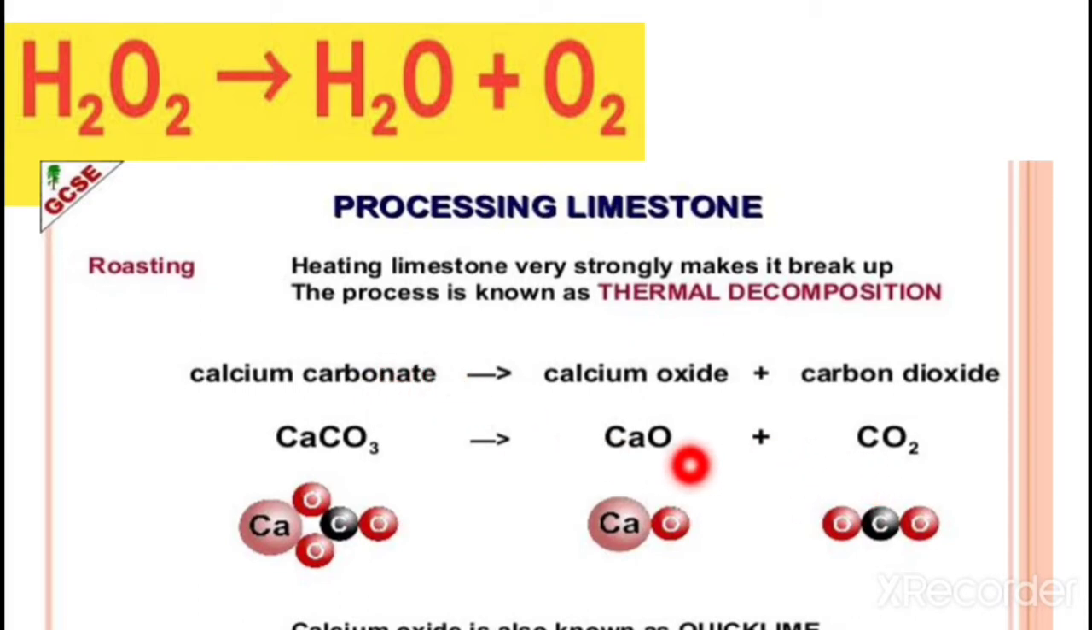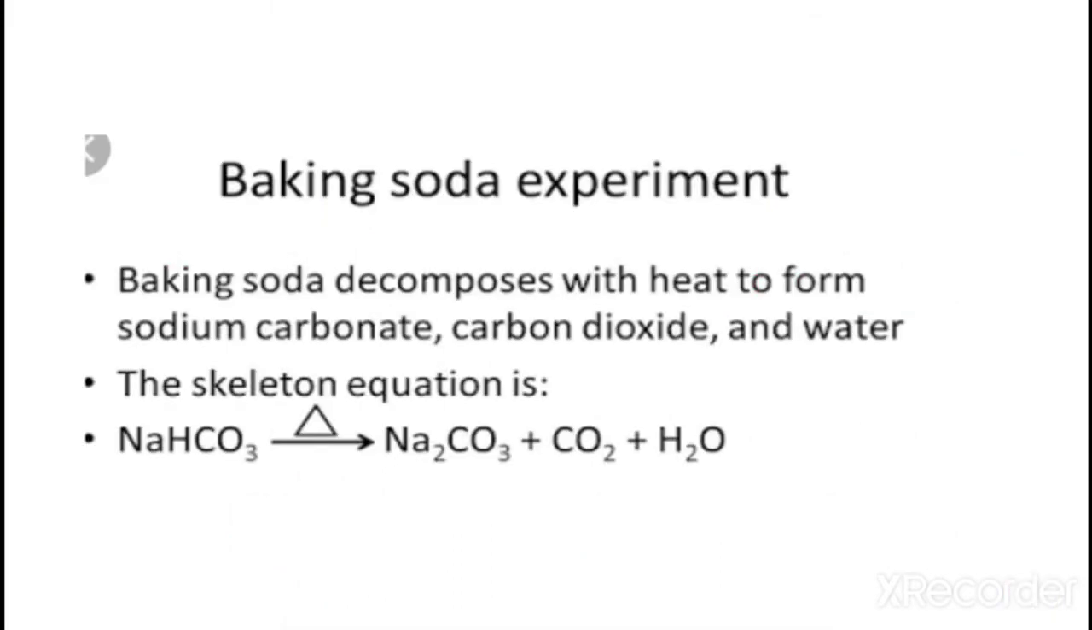One more example: baking soda, that is sodium hydrogen carbonate, on heating, and this triangle represents the heating, decomposes to sodium carbonate, water and carbon dioxide. This is an example of a reaction involving one reactant and three products. Here the reactant is 1 and the products are 3.